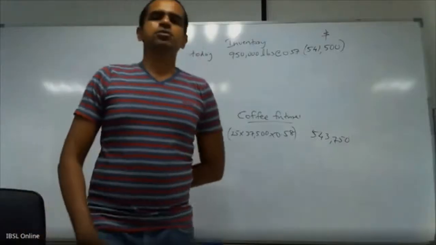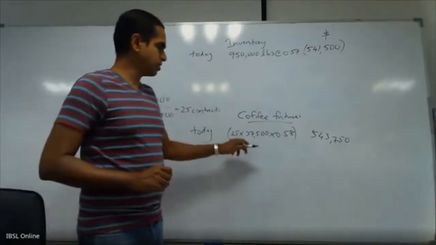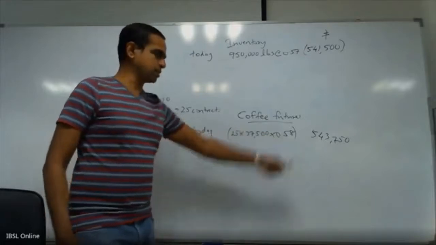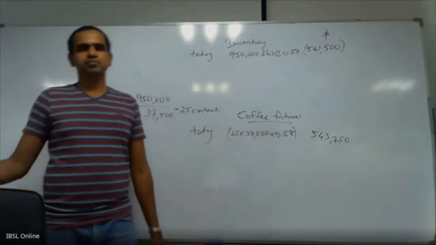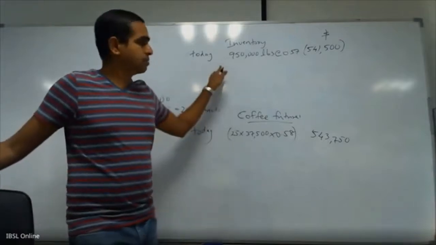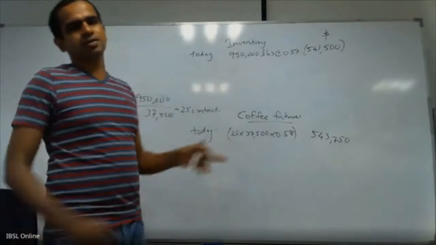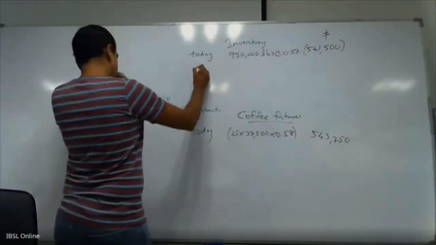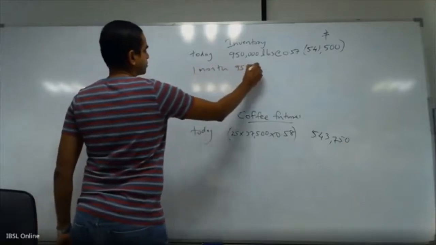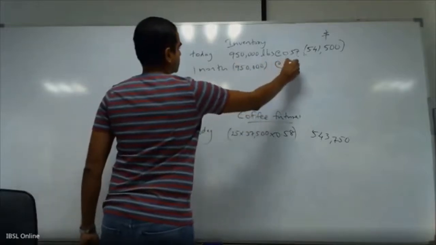So Starbucks decides to sell 25 near-term futures contracts. Each contract has 37,500 pounds, each valued at 58 cents. So they will receive 43,750. Over the next month, the price of coffee falls, right? So the inventory price will fall. Starbucks sells its inventory for 51 cents after 1 month.